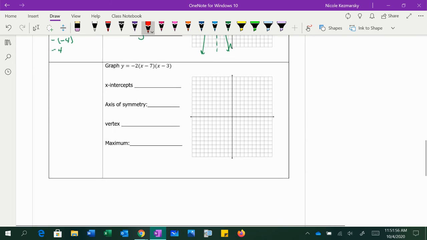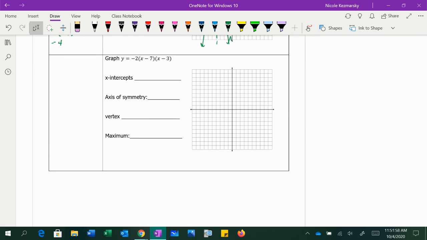Next example and last example. So this one has a little bit of everything. We've got a negative sign, so we know this parabola should be upside down. We've got the 2, so we should have a little bit of a stretch to it. And then I see 2 sets of parentheses instead of parentheses squared. So parentheses squared is vertex form. Parenthesis, parenthesis is going to be intercept form.